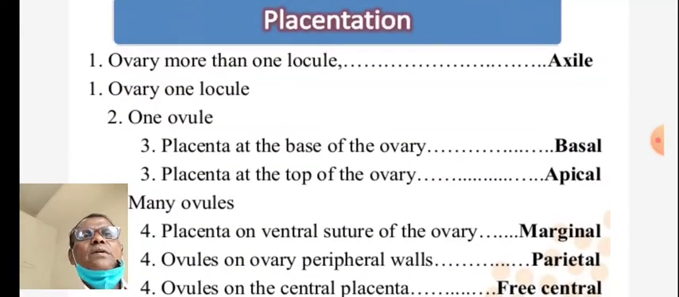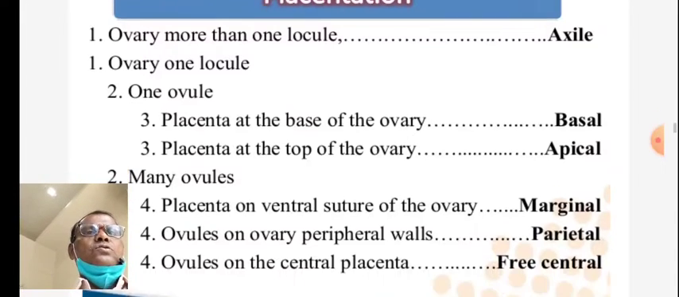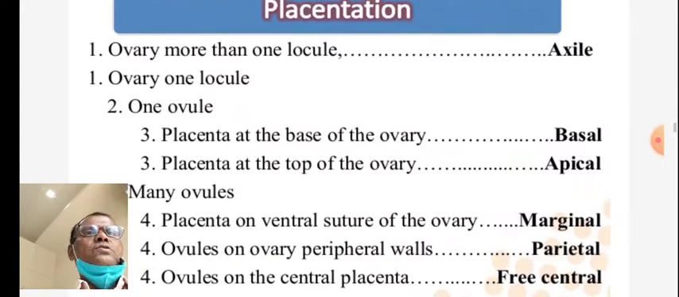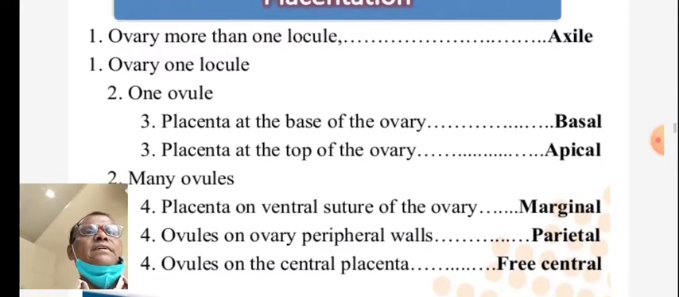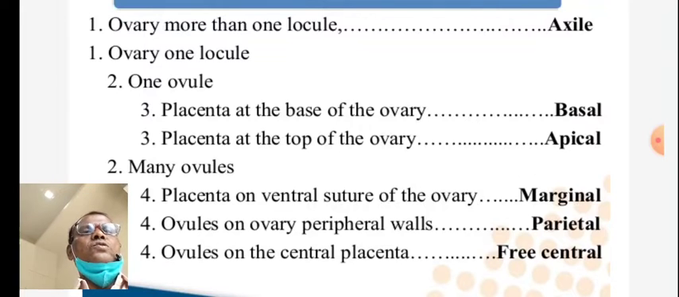Then the next part is about placentation. There are mainly 5 types of placentation. You are observing basal, marginal, then parietal, the first three. Then axial placentation and free central. In the axial, more than one locule is present. Ovary with one locule and one ovule in each locule. So this is the one part. Axial shows the placenta at the center, and there are locules.